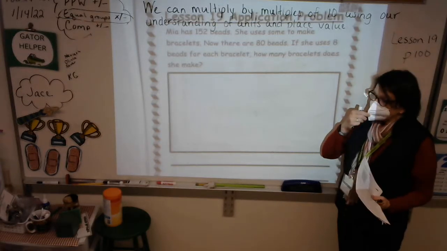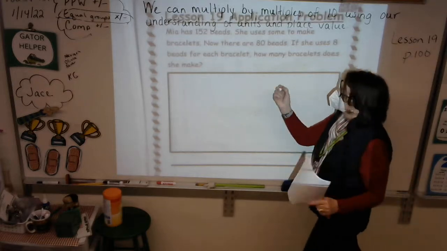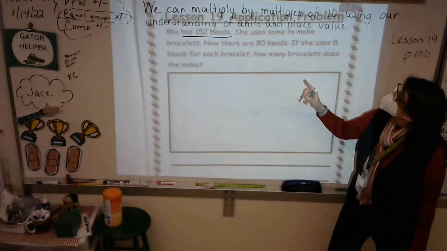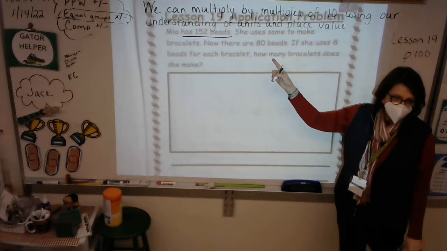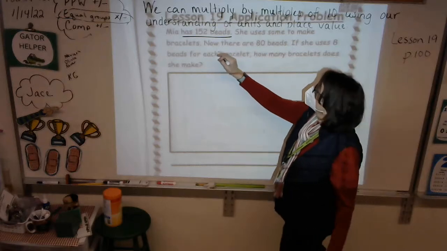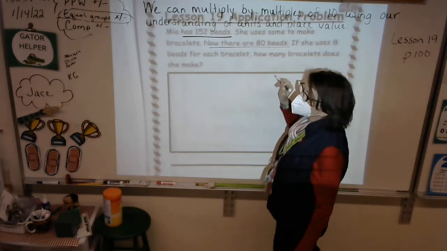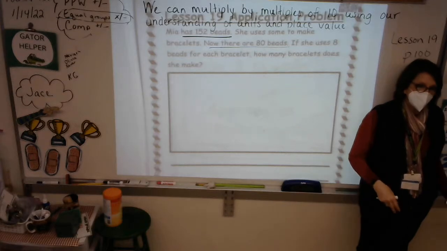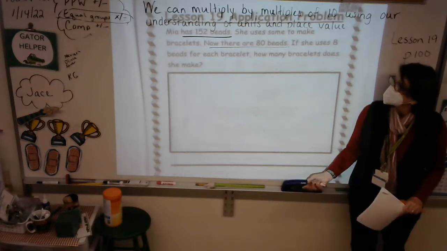Okay, we have Mia has 152 beads. Well, let's underline that. That's a lot of beads. She uses some to make bracelets. So she got 152 and she uses some. Now there are 80 beads left. So she had 152, she uses some, she has 80 beads left.